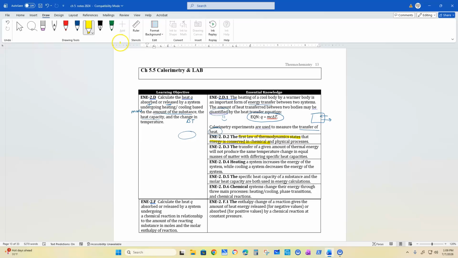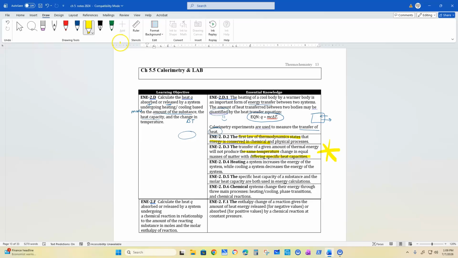The transfer of a given amount of thermal energy will not produce the same temperature change in equal masses of matter with differing specific heat capacities. Now, this is a big one, because if the chemical is different, no matter if you have the same masses, you won't get the same change in temperature because of something called specific heat. So we will go through that one too. That one's a big one though.